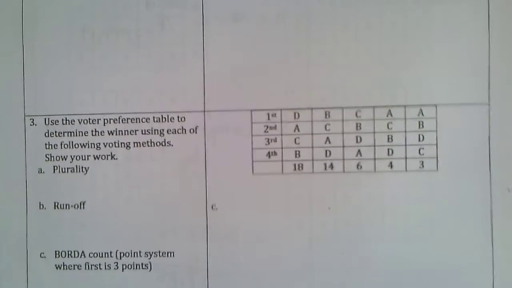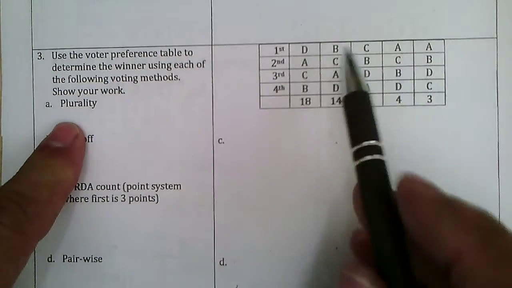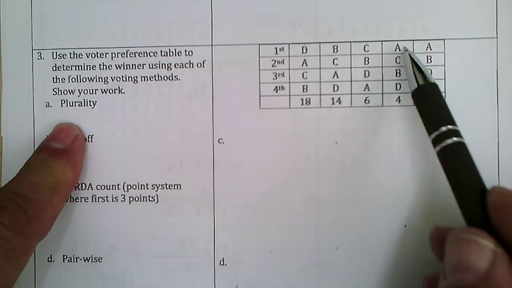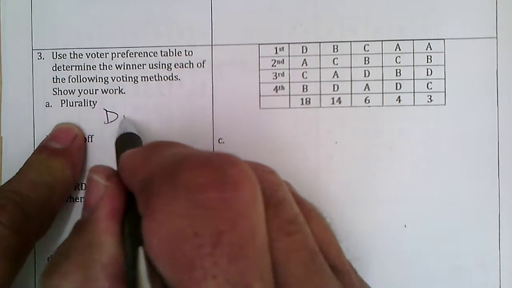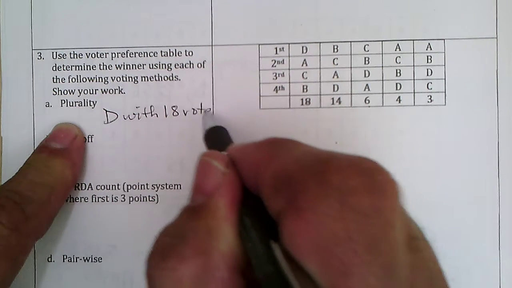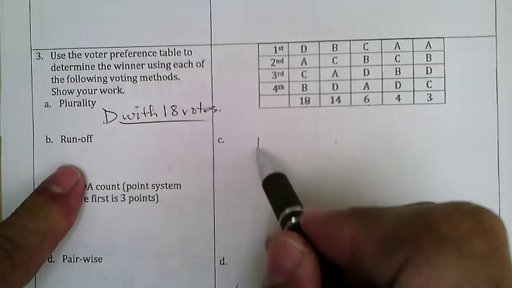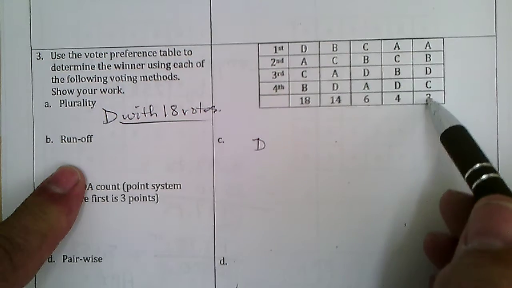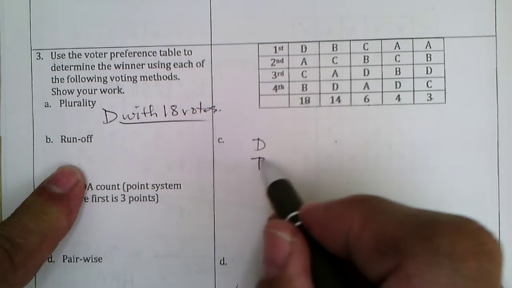Okay, number 3. Who wins the plurality? Let's see. D has 18, B has 14, C has 6, A has 7. D, with 18 votes, the most first place votes. Runoff. That would be between D, who had the most, and the next most. A had 7, C had 6, B had 14. So it's between D and B.